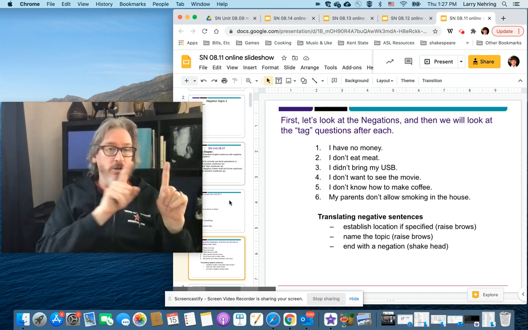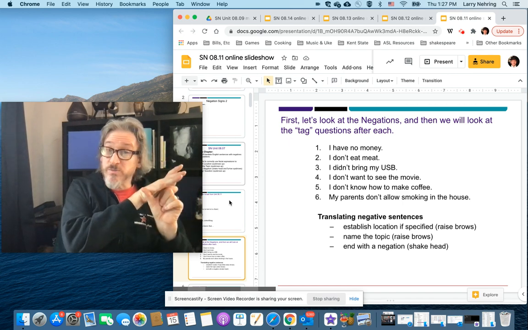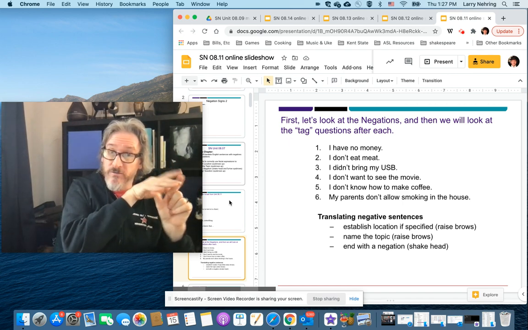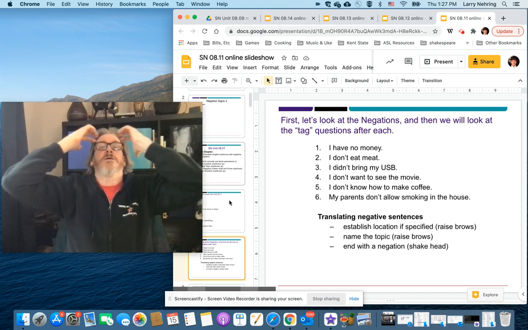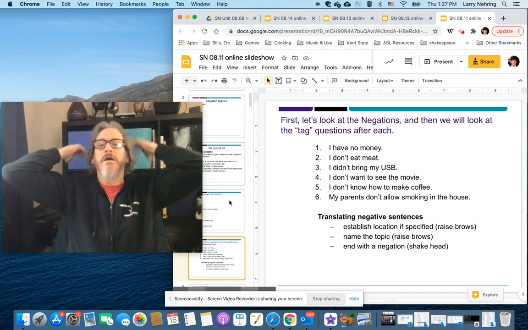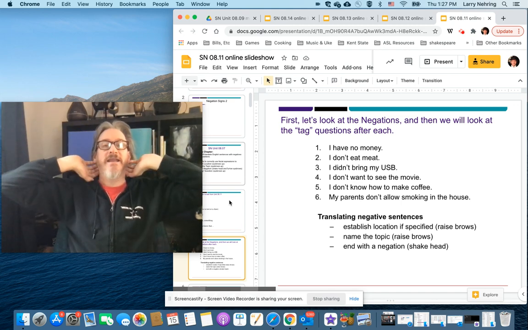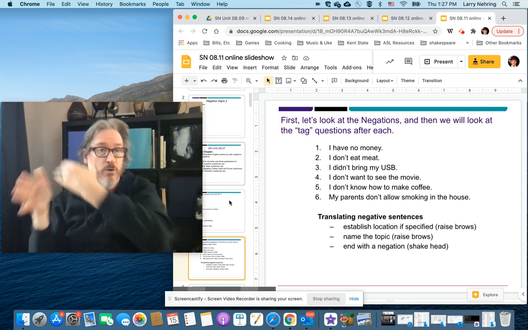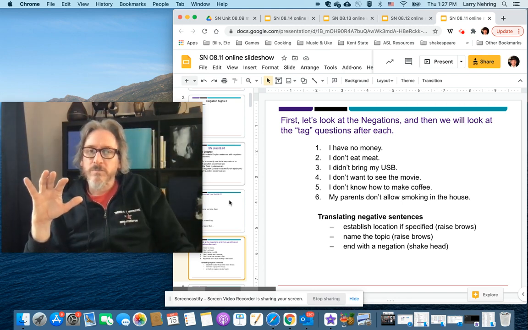So taking a look at those first two, time and location. And if there is one in there, then remember, you set it up by introducing it with your eyebrows up. My hair is crazy today. Then all of these are going to end with a negation, which means we're not going to have a question. Well, the question is the do you at the end.